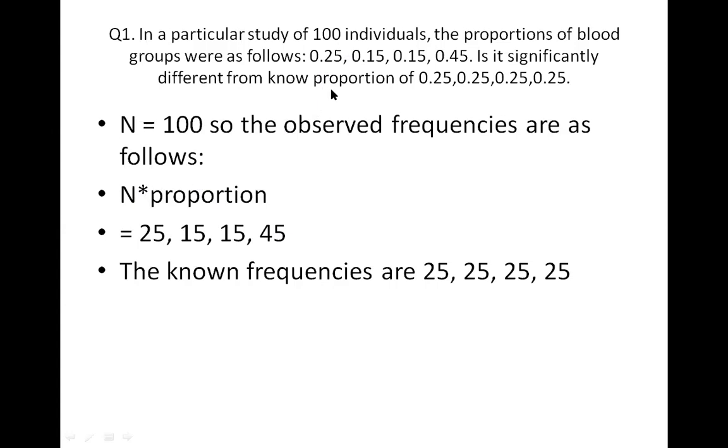So whatever the sample size is, in case it was not 100, let us say it was 200, then you have to multiply 0.25 by 200, 0.15 by 200, 0.15 by 200, and so on. So these are the observed frequencies. And for the known frequencies, again, you multiply by the same number, that is the number of individuals. So it will be 25, 25, 25, 25.